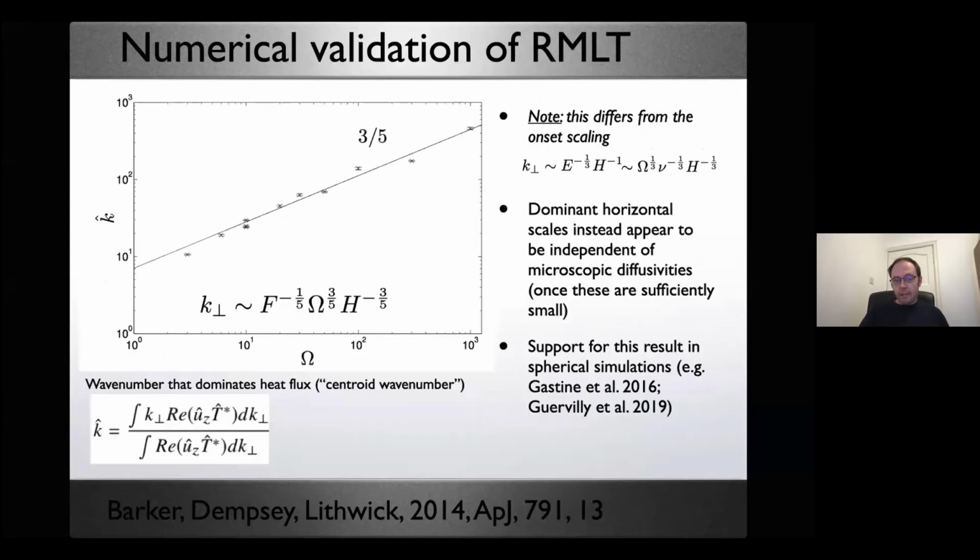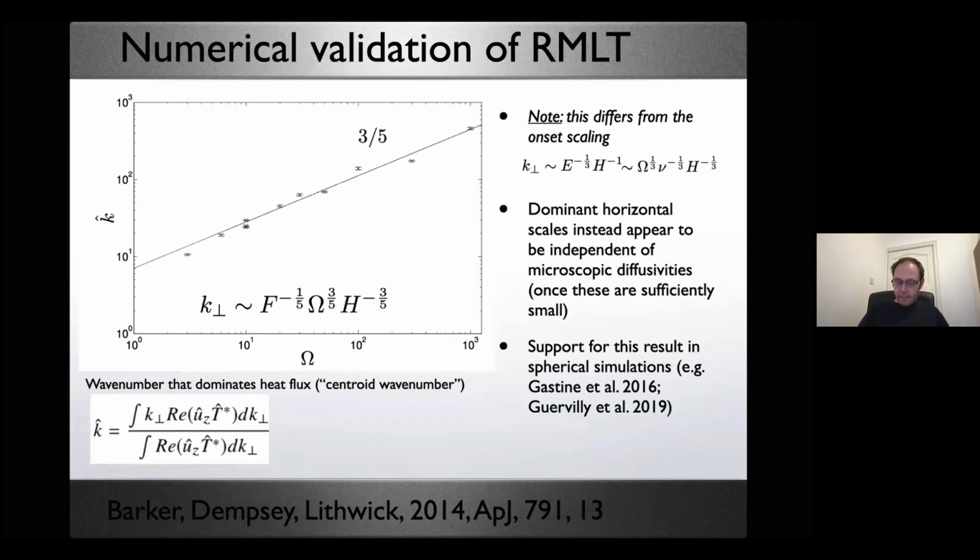And the final scaling law, which I'll revisit later on, is the wave number that dominates the heat flux. You can think of that as a centroid wave number for the heat flux, using the heat flux spectrum, which is the Fourier transform of UZ multiplied by the complex conjugate of the temperature field. We can calculate a k hat, the wave number that dominates the heat flux, using the formula in the bottom left. And you can see from a range of simulations here that it seems to follow a scaling that matches a 3/5 prediction of the theory.